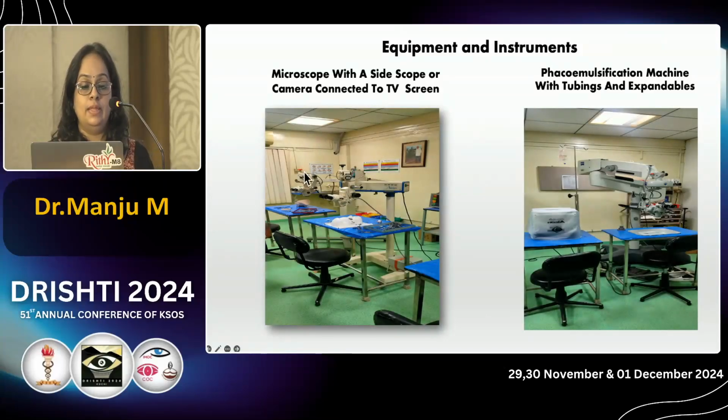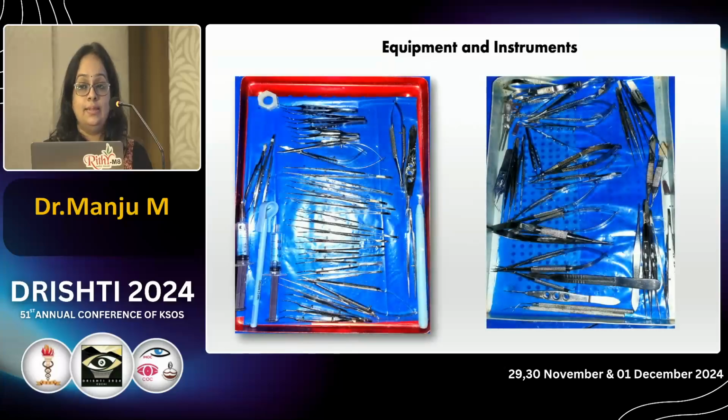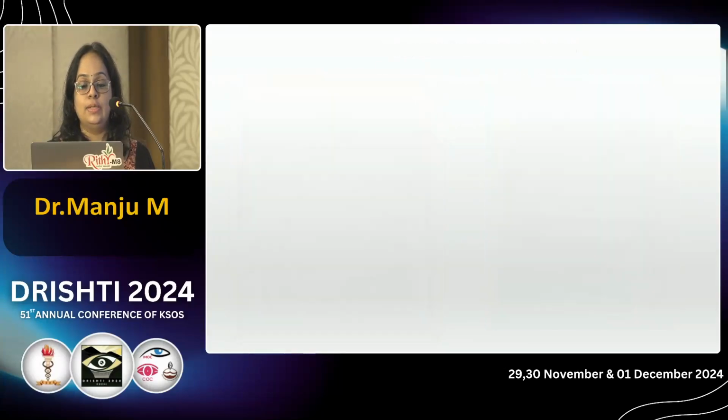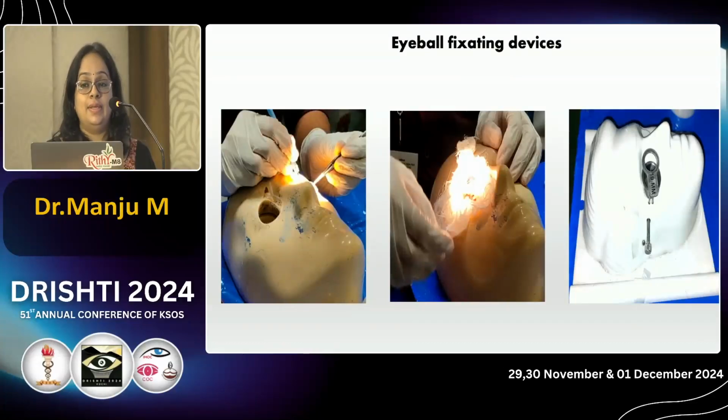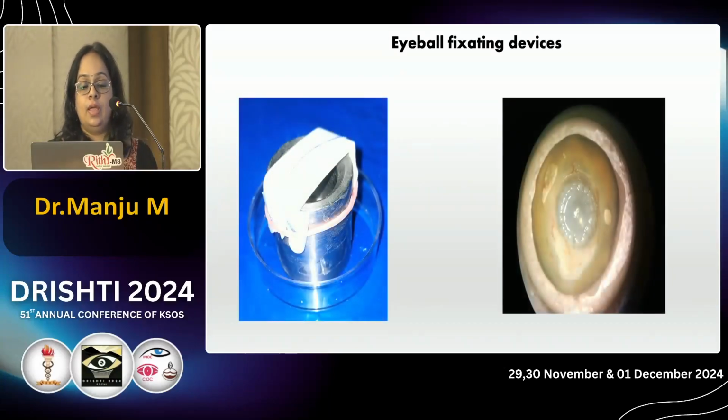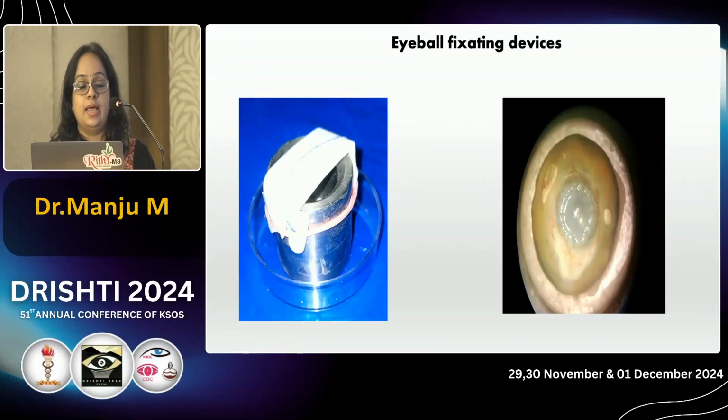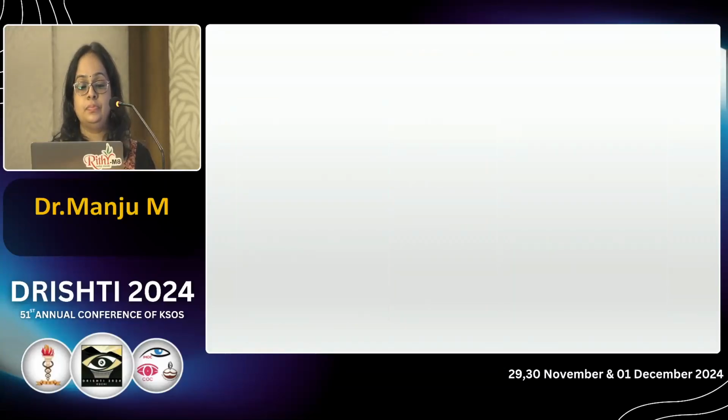So a microscope with a side scope camera, connected if possible to a TV screen, and phaco machines with tubings and expendables. These are the equipment and instruments. And eyeball fixing devices: for better training, you need proper fixation of the eyeball. And select artificial anterior chamber, for suture practice, and for PKPs if you need that.